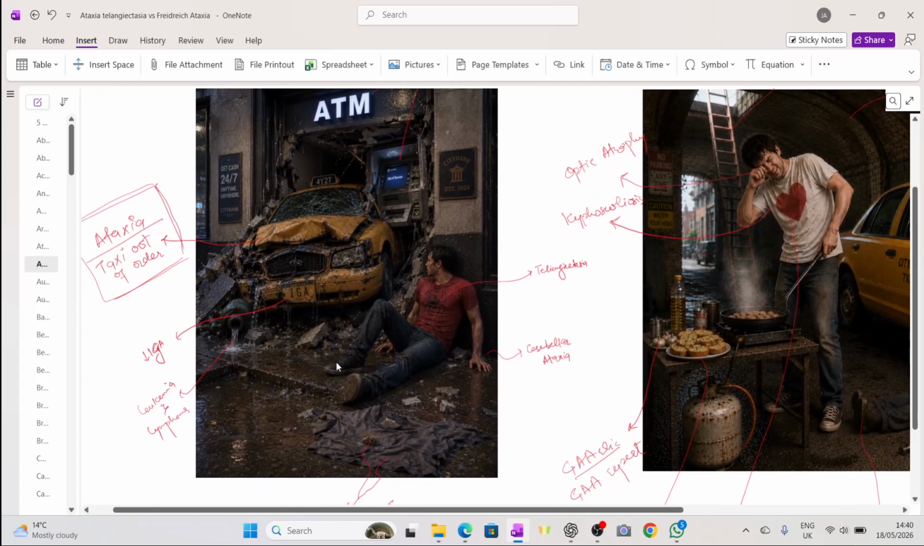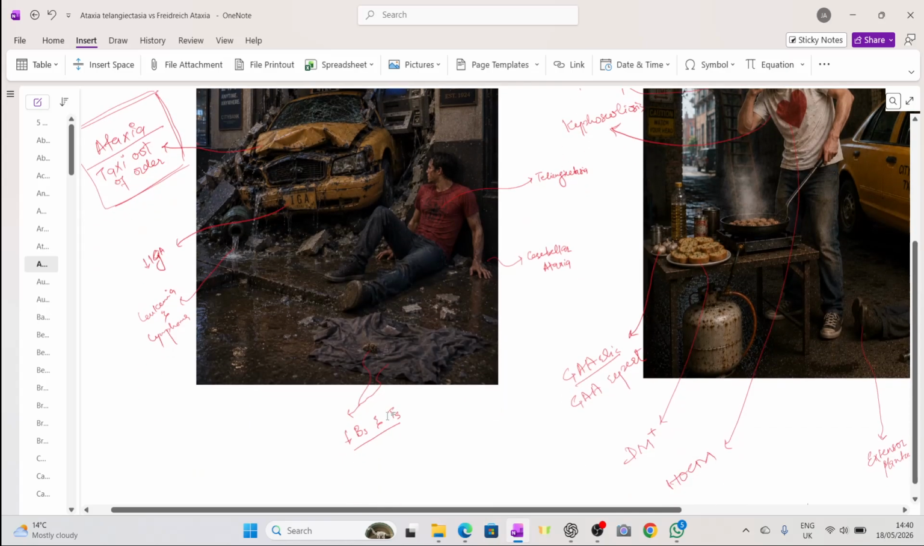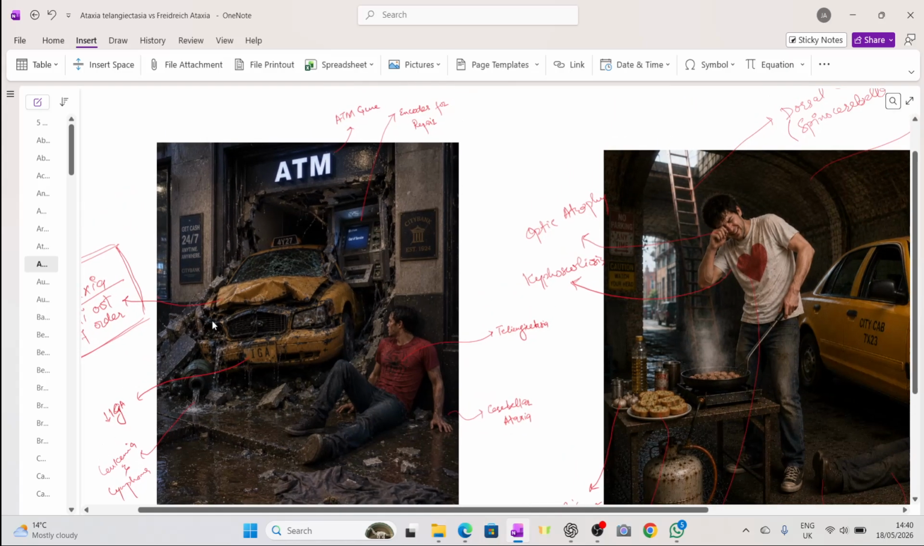So in Ataxia Telangiectasia, you will have ataxia, cerebellar ataxia signs. The patient will also have telangiectasia. They will have decreased B and T function, low IgA, repeated infections, and increased risk of leukemia and lymphomas.